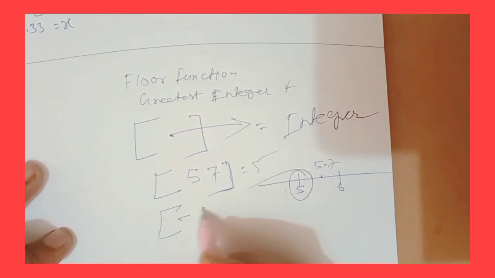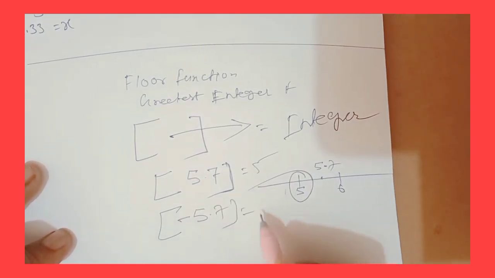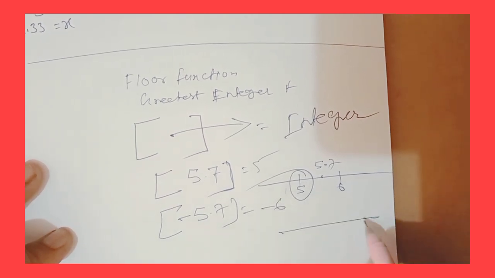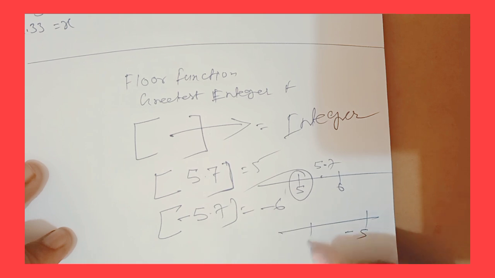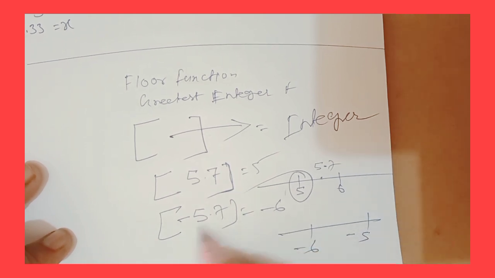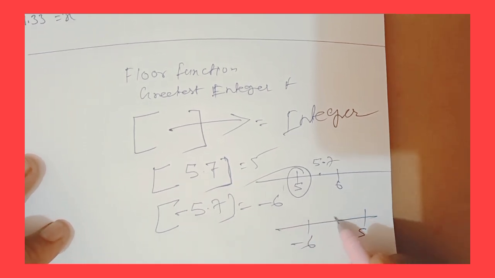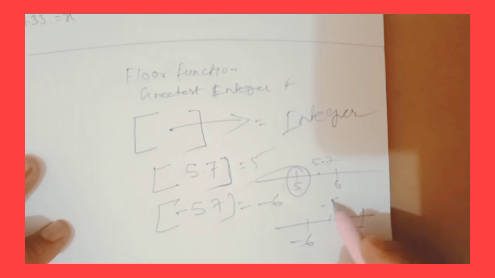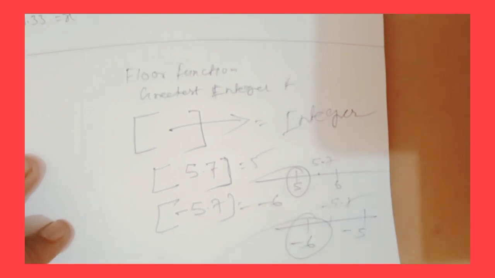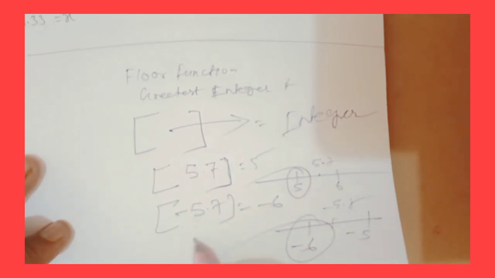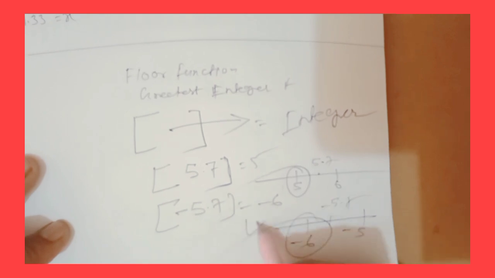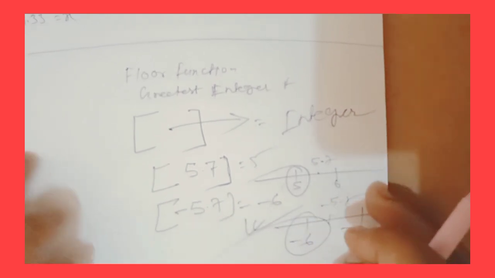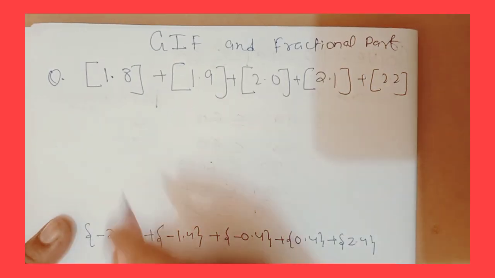But for negative 5.7, the output will be minus 6. The reason is that we have minus 5 and minus 6 on the number line, and minus 5.7 lies somewhere in between. The floor value, the left hand side value, is minus 6. These are the small things. By using this concept we will solve the question here.